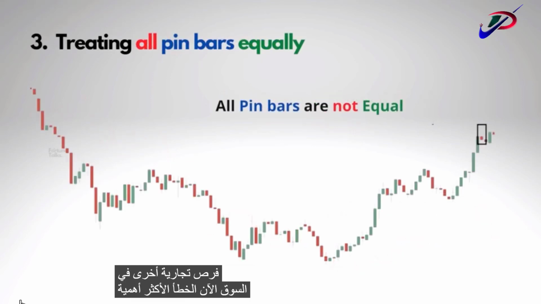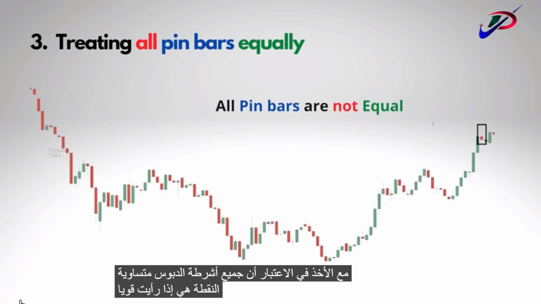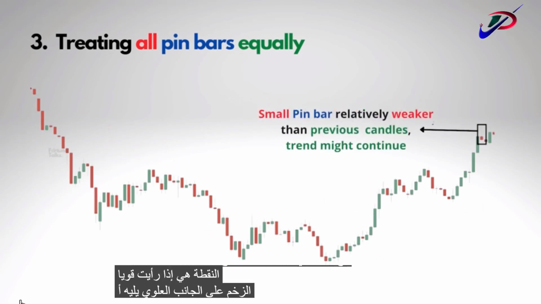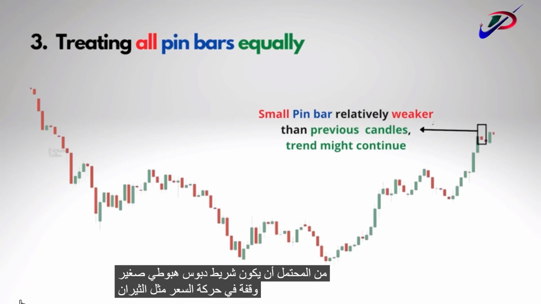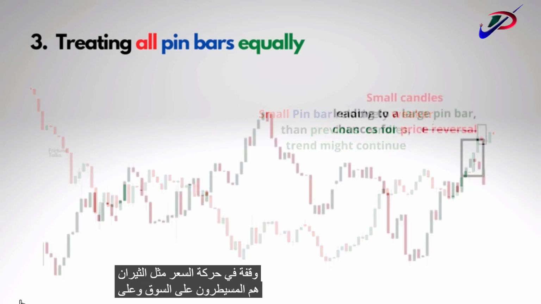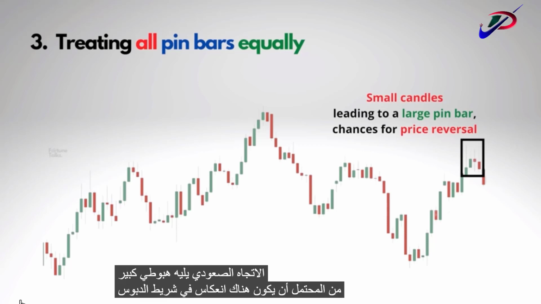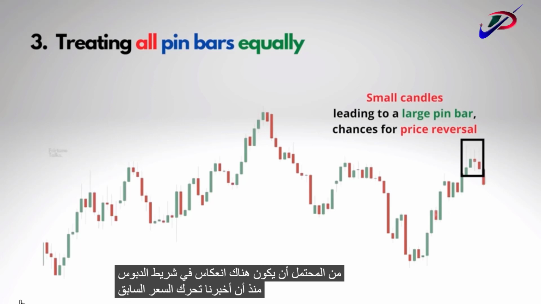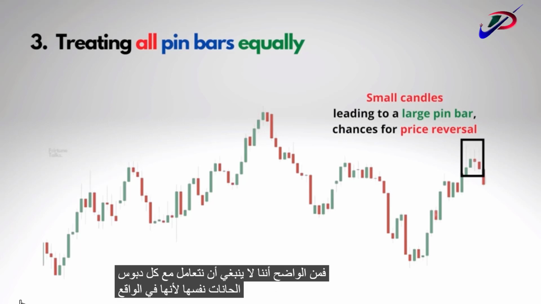Now the most important mistake of all, considering all pin bars to be equal. The point is, if you see a strong momentum on the upside followed by a small bearish pin bar, it is likely to be a pause in the price action as the bulls are in control of the market. And on the same note, if you see a weak momentum on the upside followed by a huge bearish pin bar, it is likely to be a reversal since the preceding price action tells you that the bulls are getting weak. So it's clear we should not treat all pin bars the same because they are actually not.